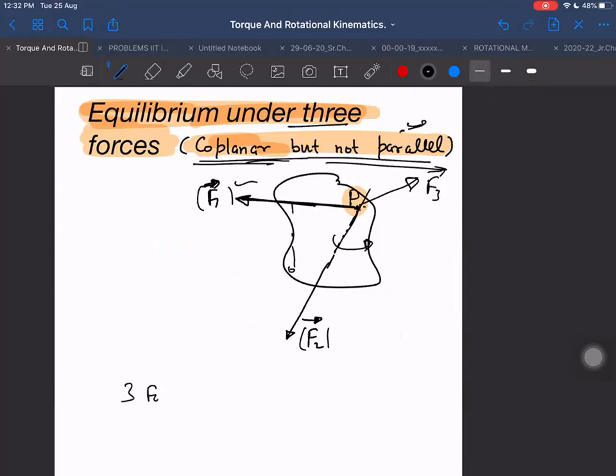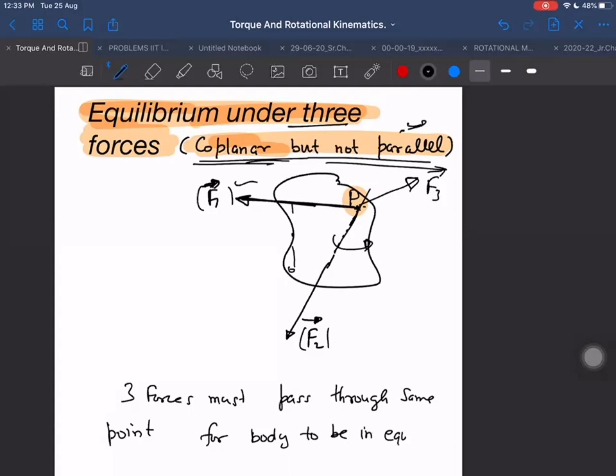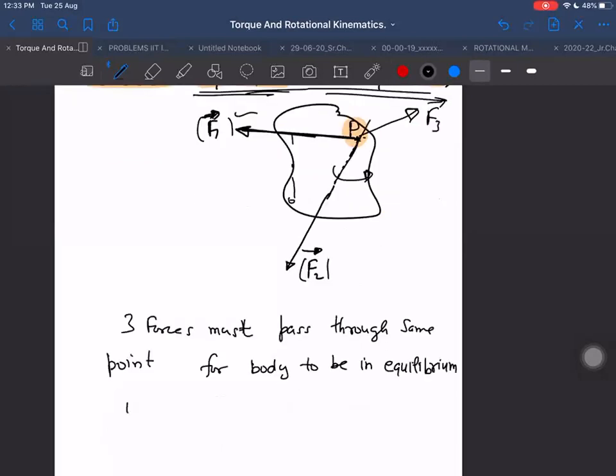Okay. Then three forces must pass through the same point for the body to be in equilibrium. If F1, F2 and F3 are not parallel to each other, then they must be passing through the same point.